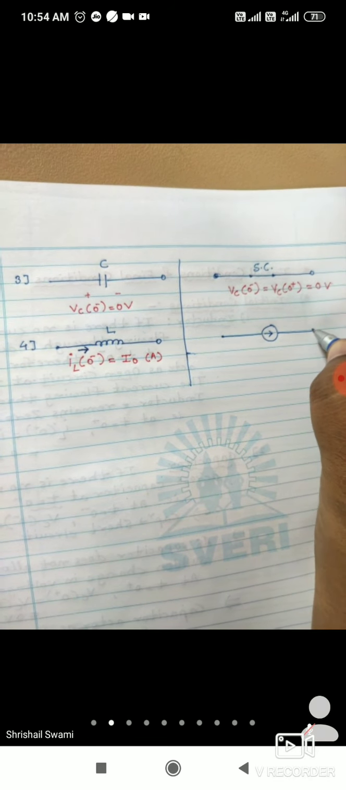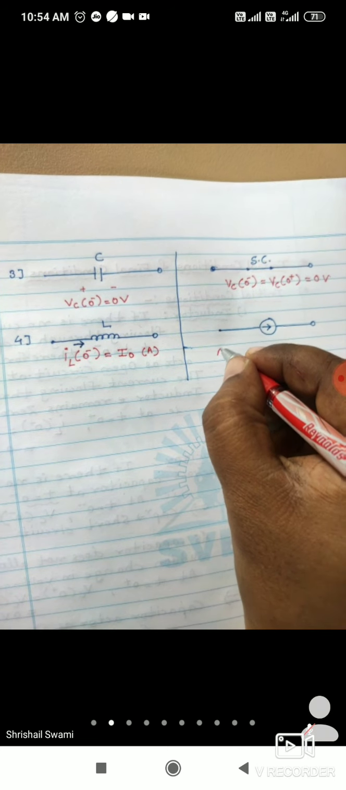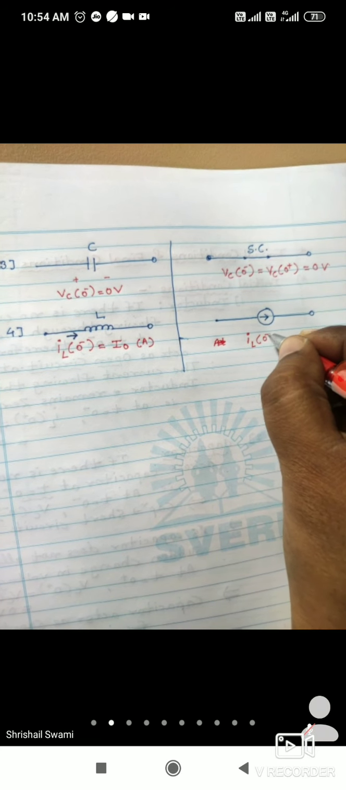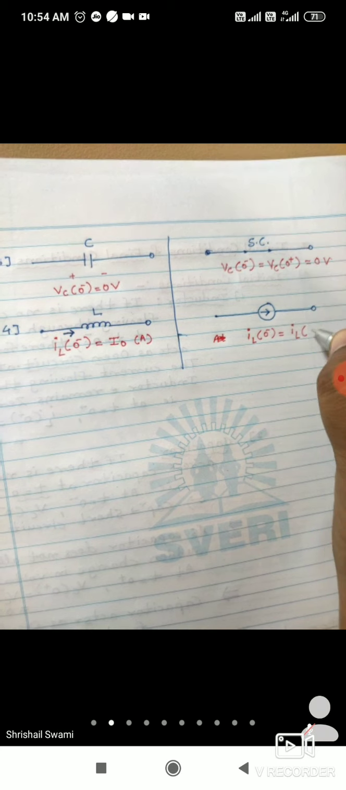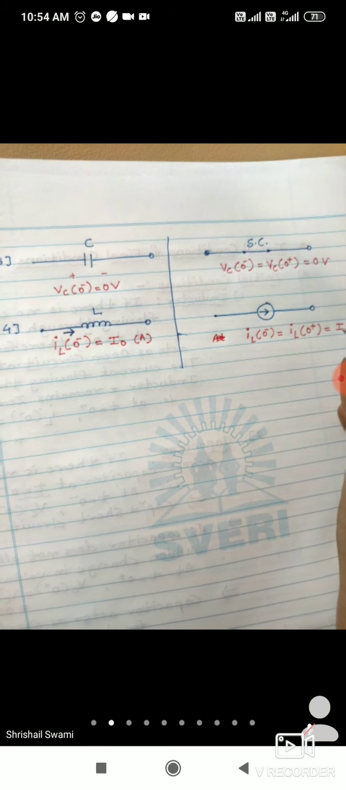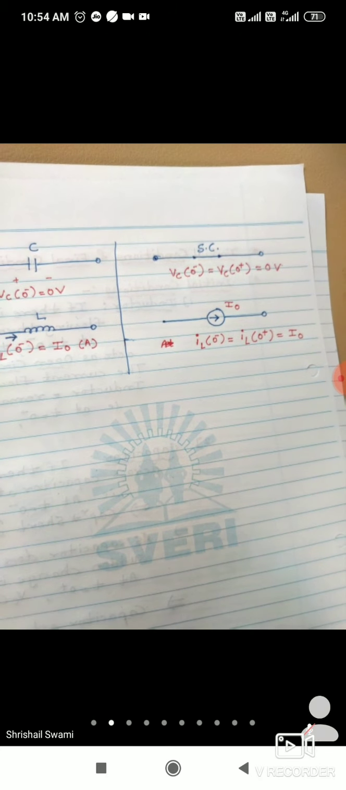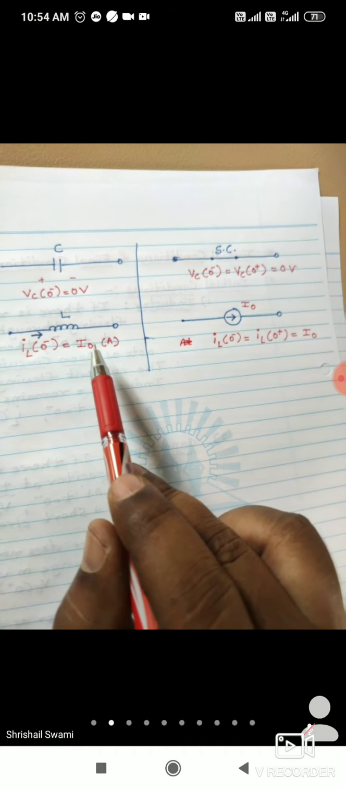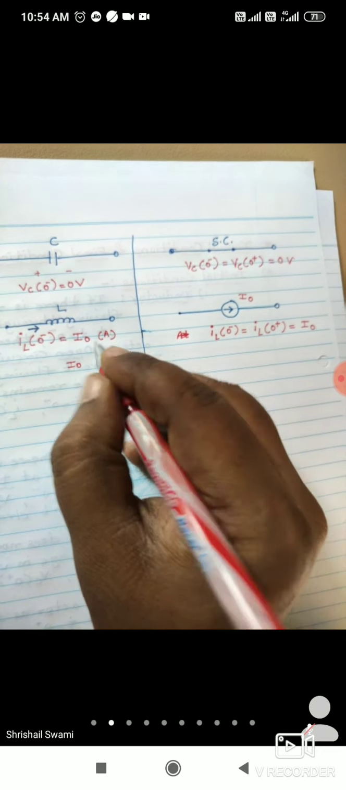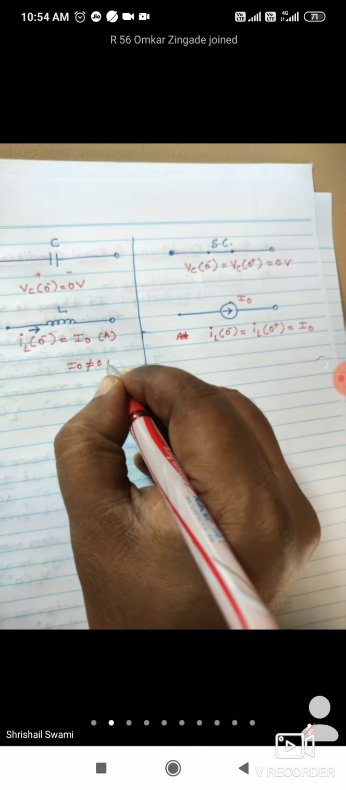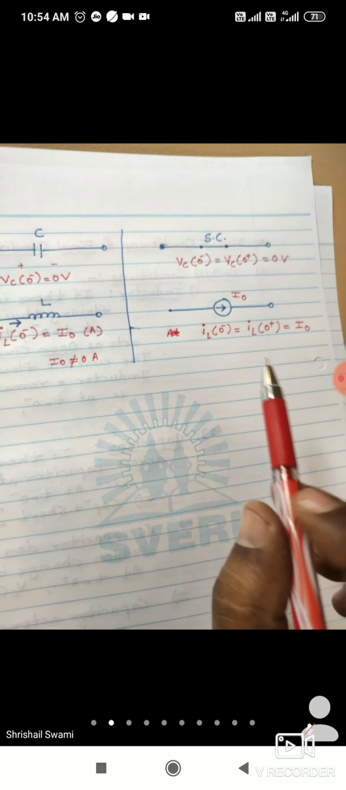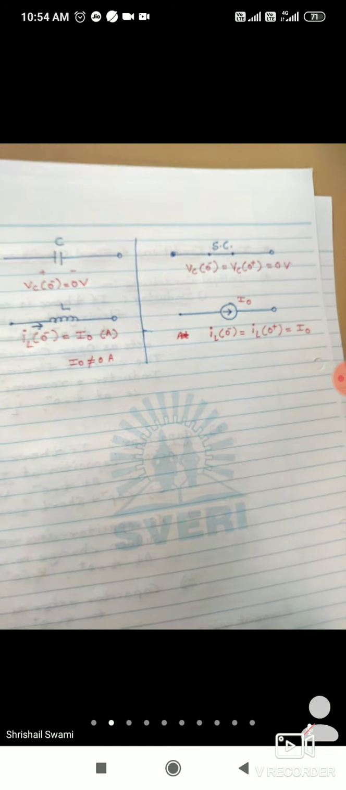Okay, so at t is equal to 0 plus, the current passing through the inductor at 0 minus is the same as the current passing through the inductor at 0 plus, that is equal to I0. So the value of the current source is I0, and the inductor can be replaced by a current source. If the initial current is other than 0 value, where I0 is not equal to 0 ampere, in that case the inductor will act as a current source.